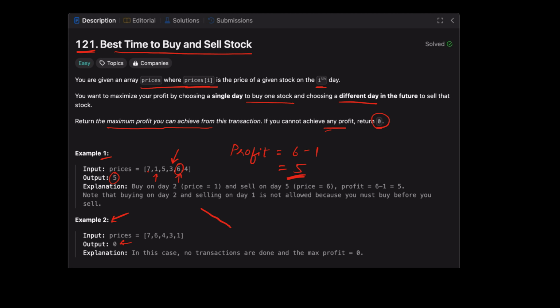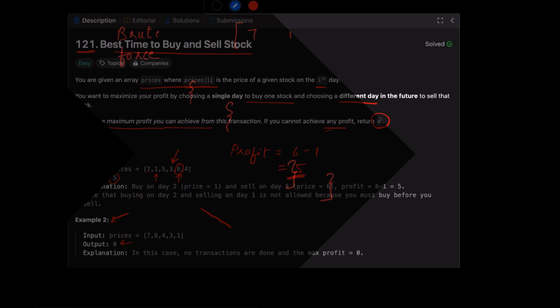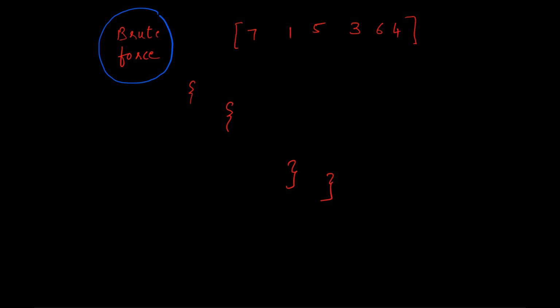Let's switch to the whiteboard and discuss a couple of approaches, starting with the brute force approach, following up with a more optimized one. In the brute force approach, we'll run nested iterations. The outer one will be to determine when we are buying the stock, and the inner one will be the one to determine the profit if we sell the stock on a particular day.